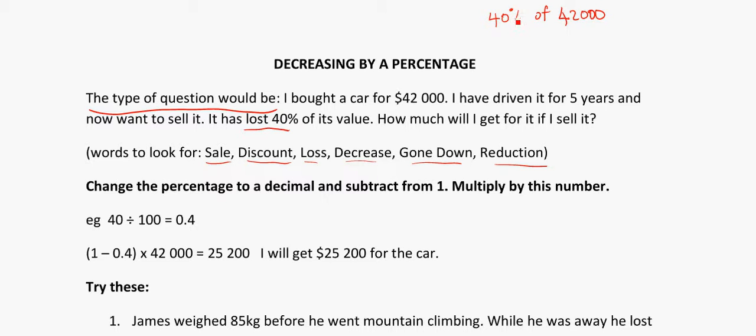Now how did we do that? We go 40 divided by 100 times 42,000, which equals 16,800. Then we'd take our 42,000 and we'd subtract that from it and get $25,200. And this is what we call two steps.